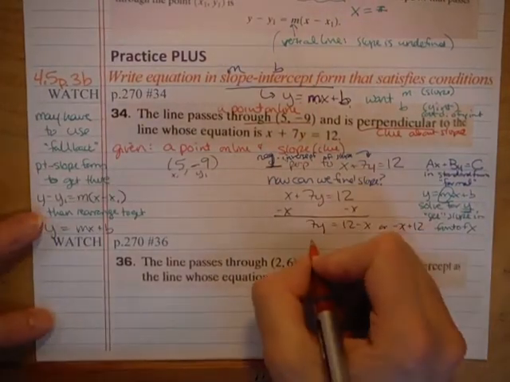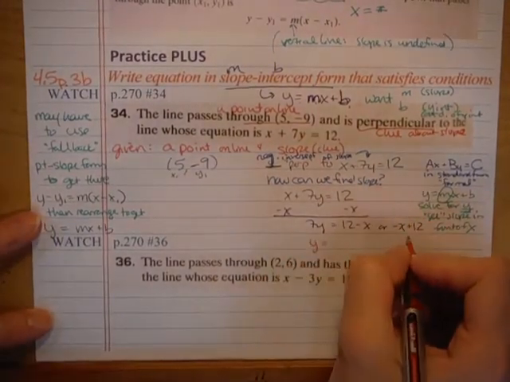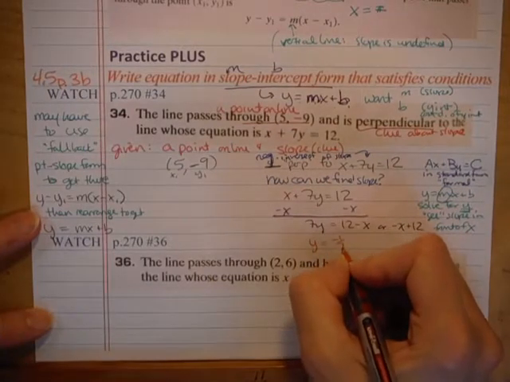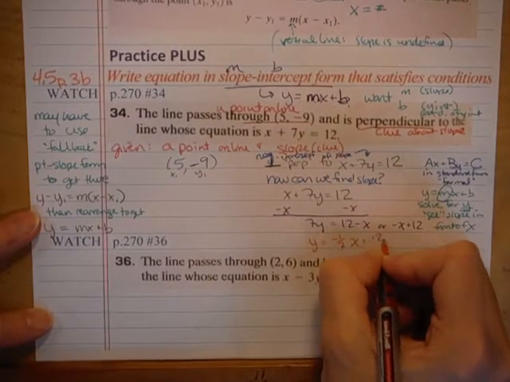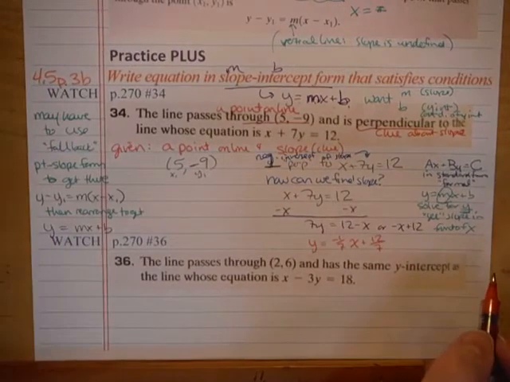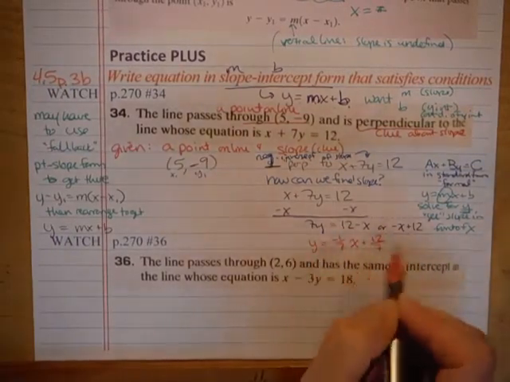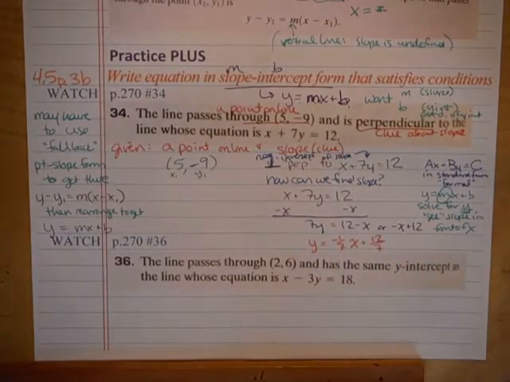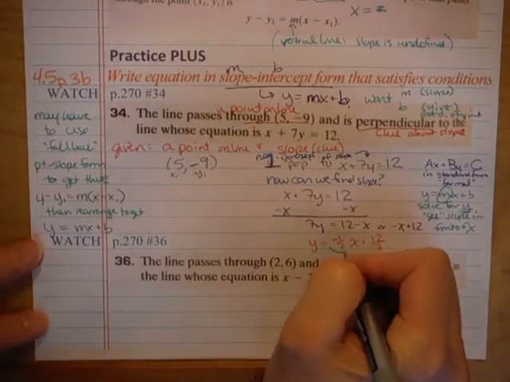Divide everything by 7, and you get y is equal to, and I'm going to use this version right here, negative 1/7 x plus 12 over 7. Don't be too concerned that you've got a bunch of weird numbers here, because the only thing we really care about is that number in front of the x.